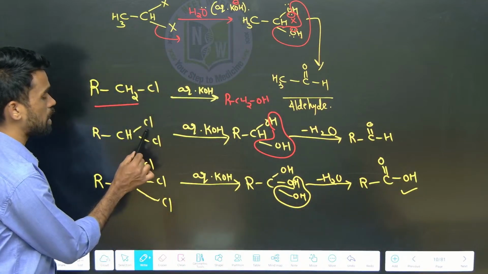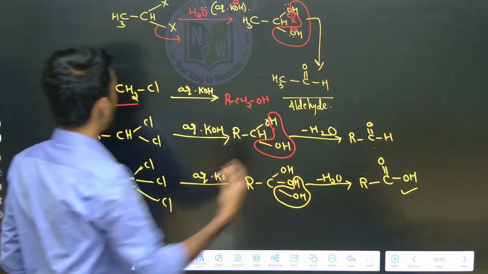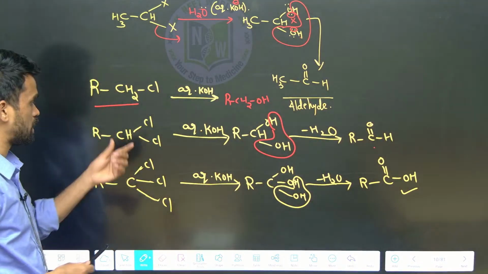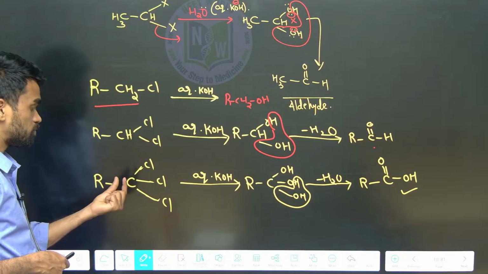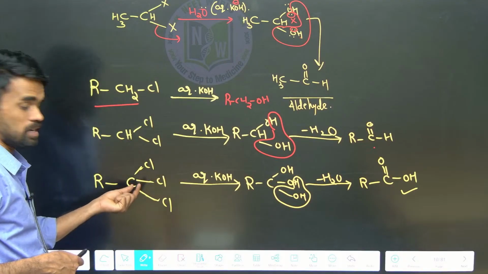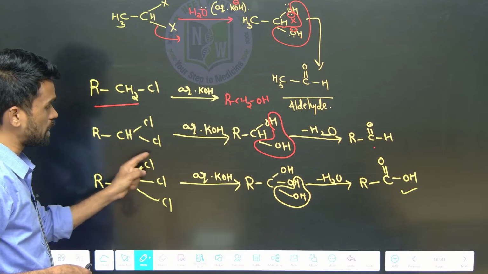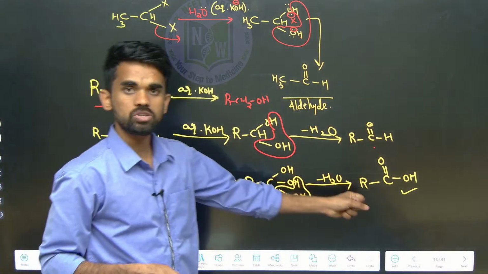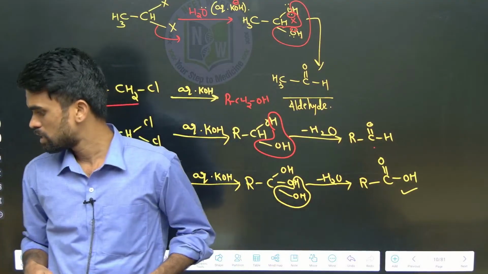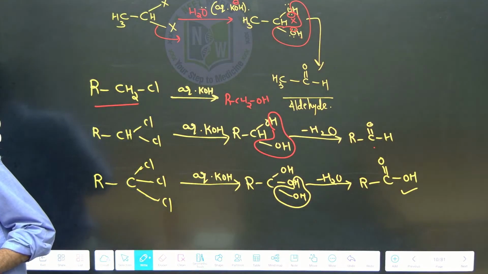If it is a geminal dihalide, we will get an aldehyde or ketone depending upon the group we are taking here. And if it is a geminal trihalide, we are going to get a carboxylic acid. Remember the difference. This difference is important to understand here.